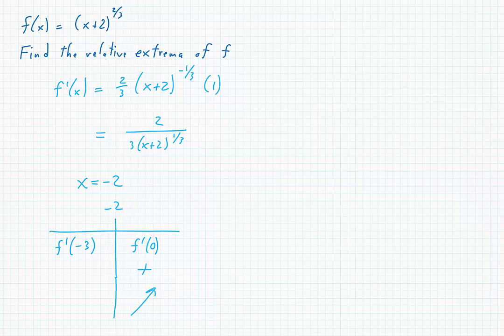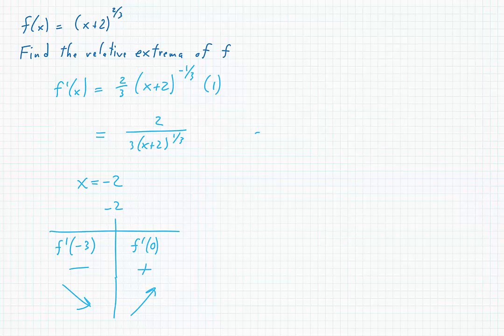We should end up with a positive value here, so we're going to be increasing on the right hand side. Negative 3, if we plug it in, well, it's going to make what's inside the parentheses negative, and the cube root of a negative 1 is still a negative 1, times 3 is a negative 3, 2 divided by a negative number is negative, so we're going to have decreasing behavior on this side. So we're decreasing on the left, increasing on the right. That looks like a relative minimum at negative 2.